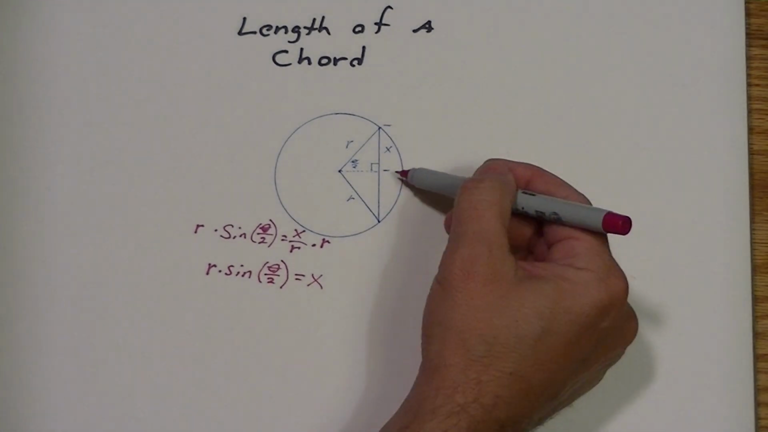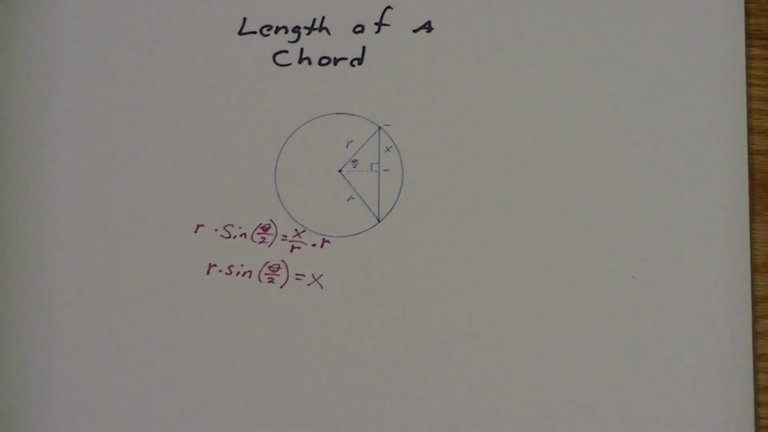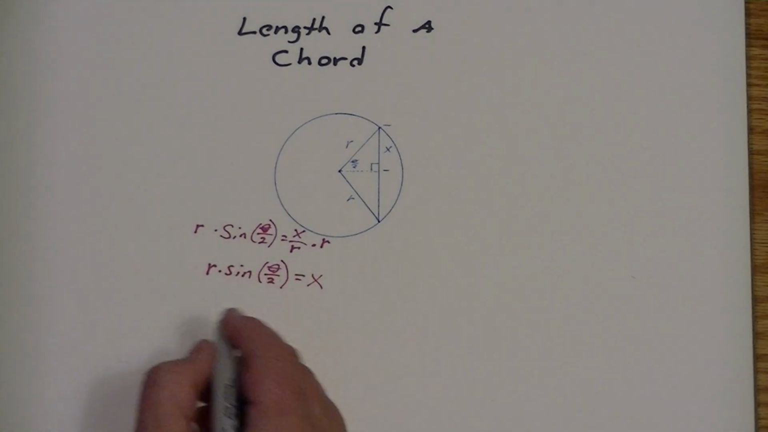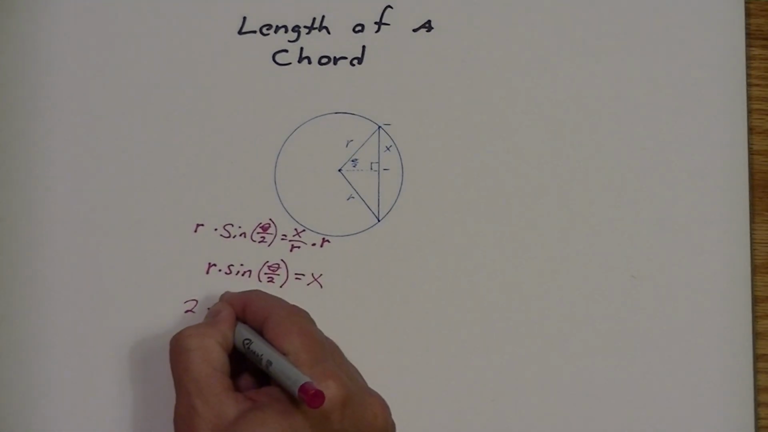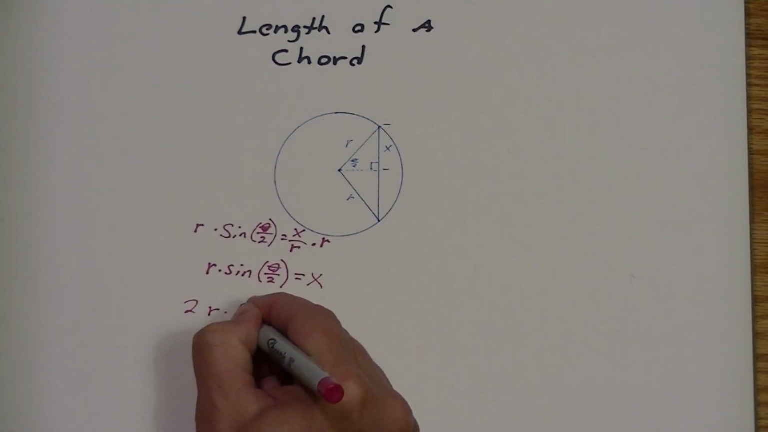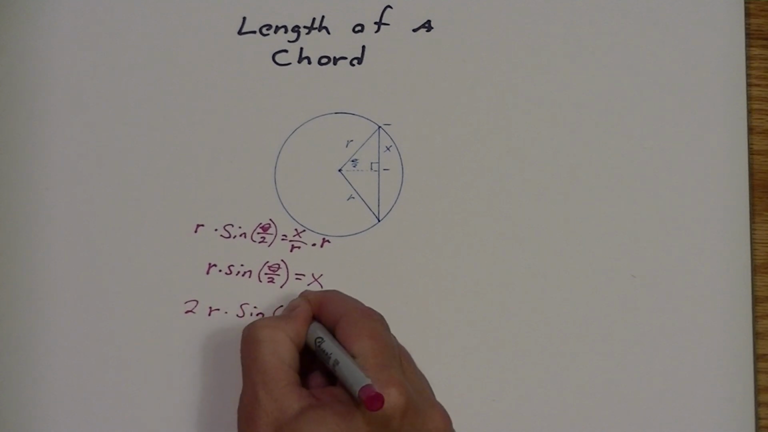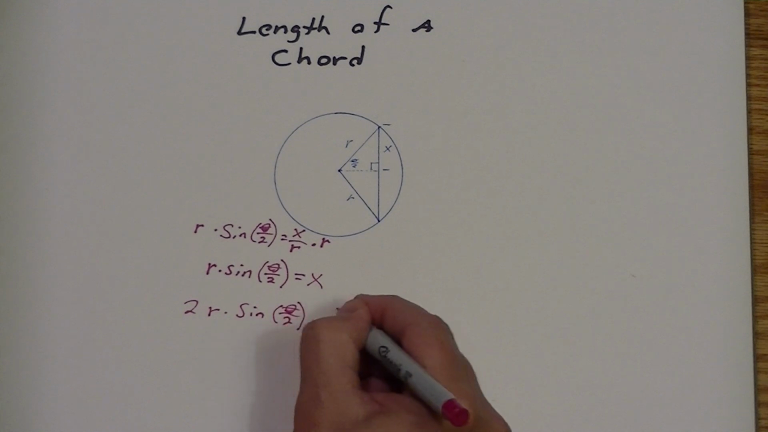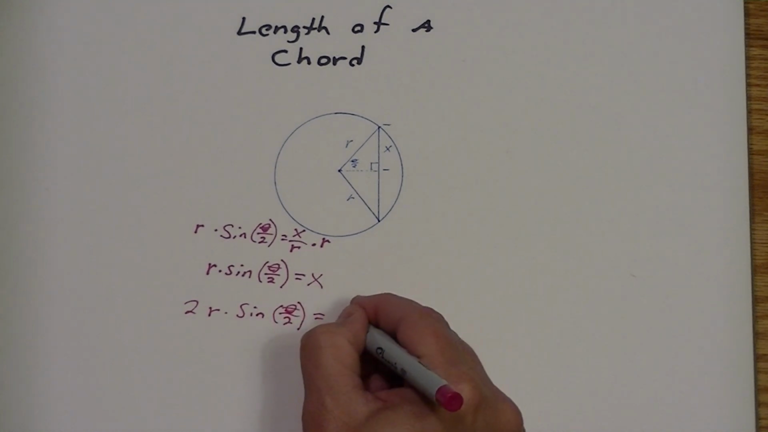All right, that's the distance from here to here, but remember that's only half what we want. We want this entire distance. So the entire distance is going to be twice that. So simple enough, we would say that 2 times the radius times the sine of theta over 2 is equal to our chord length.